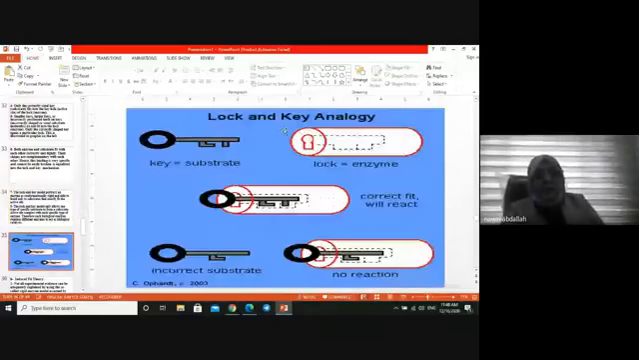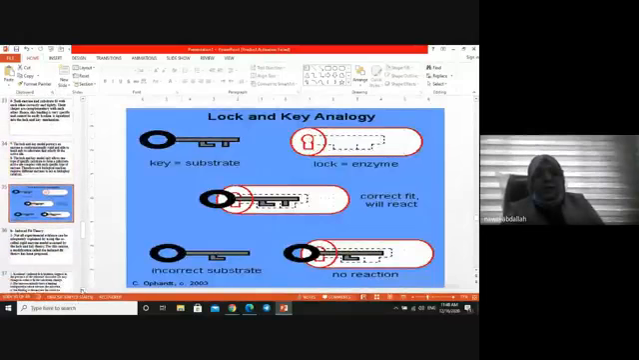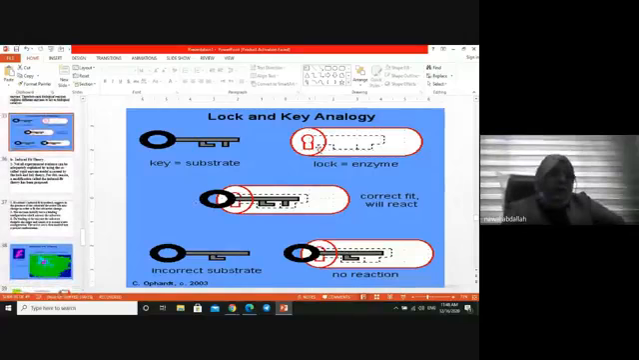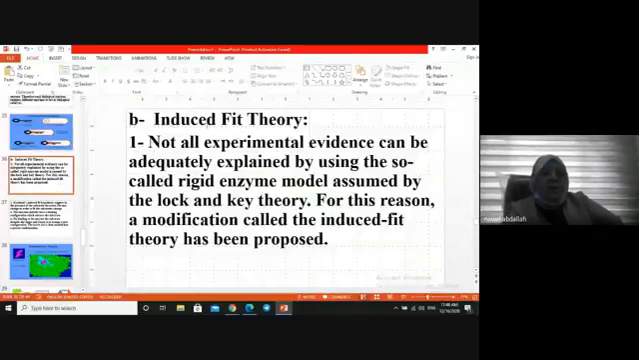This figure explains the action of the enzyme by the lock and key theory. In this theory, not all experimental evidence can be adequately explained by using the so-called rigid enzyme model. For this reason, a modification called the induced fit theory has been proposed.